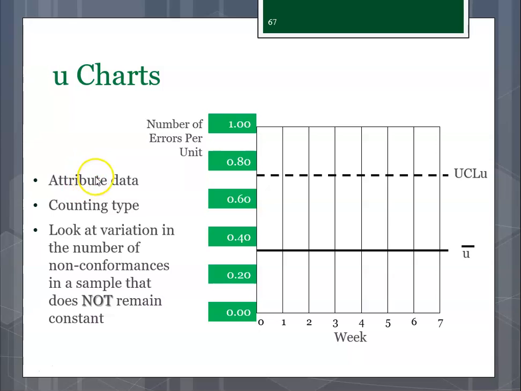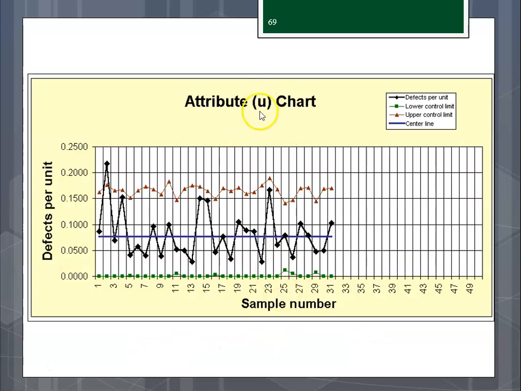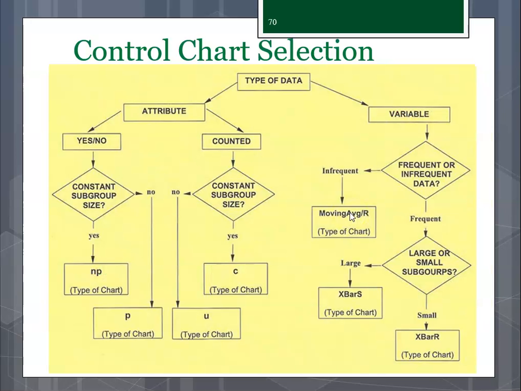The U chart. The U chart is another piece of attribute data and is counting type, and it looks at the variation in the number of non-conformances in a sample that does not remain constant. Then you're going to create a U chart in Excel. There's a little help on that one. And this is what it would look like. Again, your graphs are going to look like these, so just make sure you do.